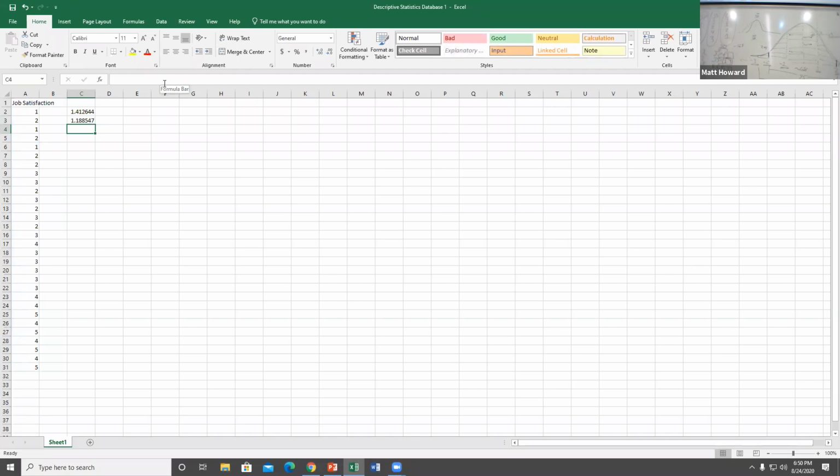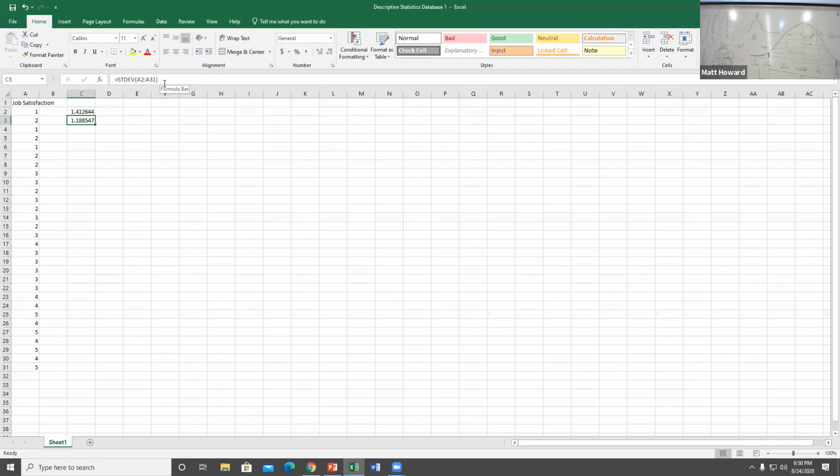It is 1.19. So if you had a test that asked you to calculate standard deviation and variance of something, that's how I would go about it. That's really quick, that's really easy. Just use the equal VAR command and the equal STDEV command. Any questions about that? Any comments about that?